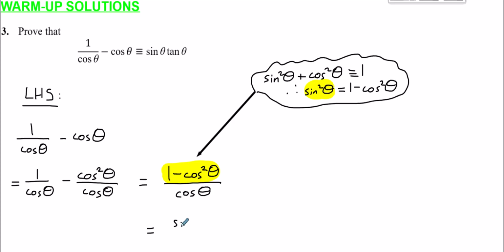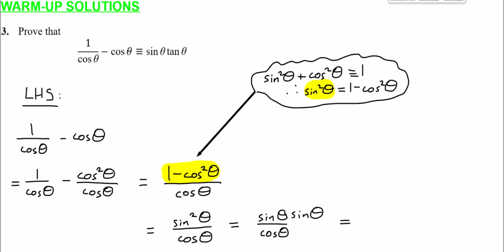Now, this can be rewritten as well, which we'll do at the next step actually. So I'll leave it as sine squared theta for now, over cos theta. Now if I just rewrite sine squared theta as sine theta sine theta, and divide it by cos theta. What I'm going to do now though, I'm just going to divide the cos theta over here, then multiply by sine theta after.